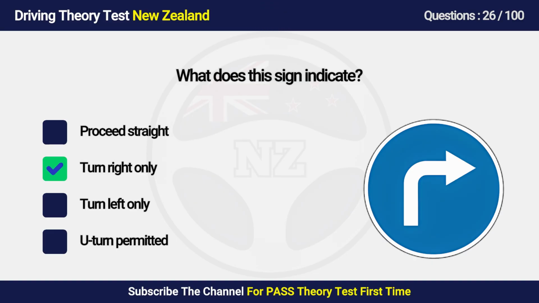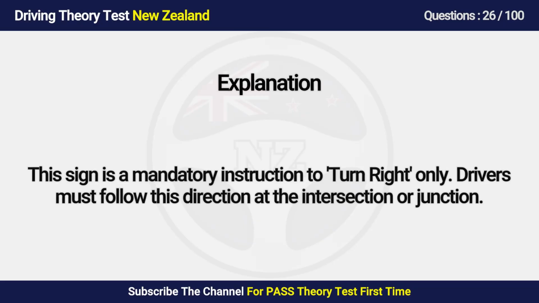Answer is B, turn right only. This sign is a mandatory instruction to turn right only. Drivers must follow this direction at the intersection or junction.